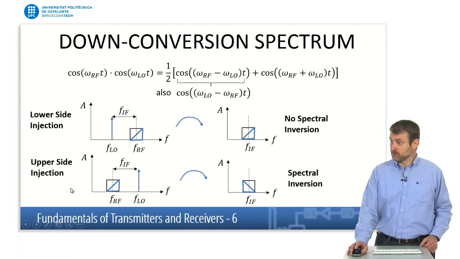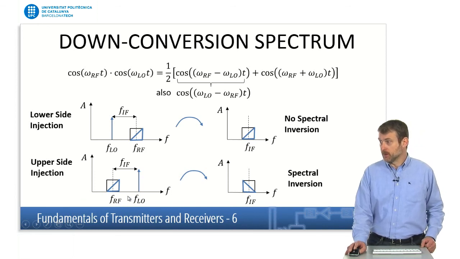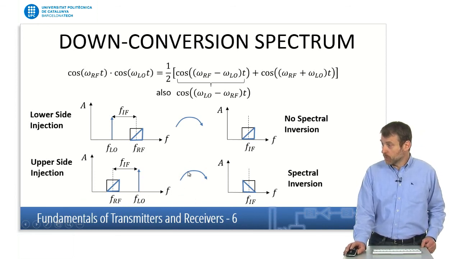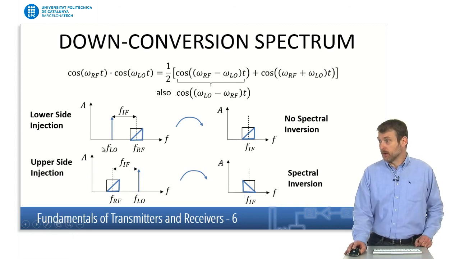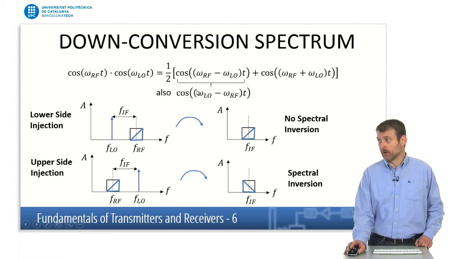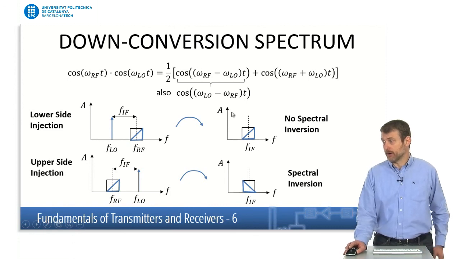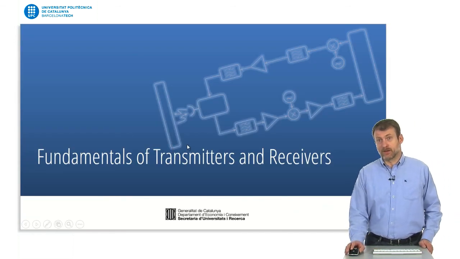The opposite scenario is when we place the local oscillator above the RF frequency. In this case, the resulting spectrum would be inverted, and this case is referred to as the upper side injection. These two cases correspond to the two possibilities of having omega RF higher than omega LO or omega LO higher than omega RF. And that concludes this first section of the lectures on fundamentals of transmitters and receivers.